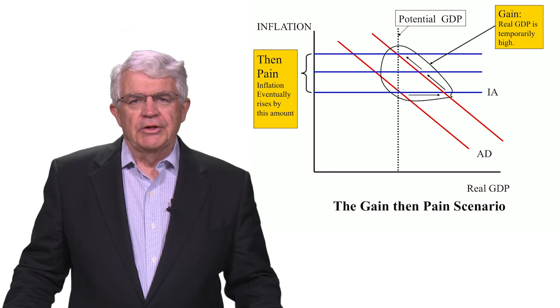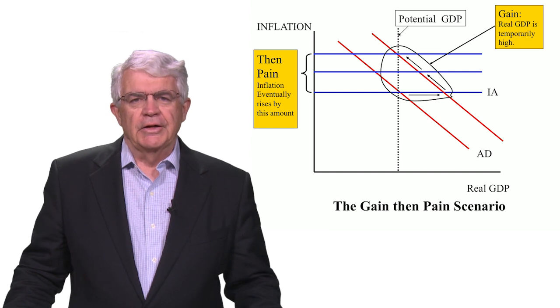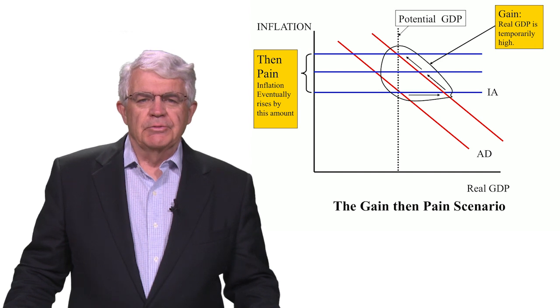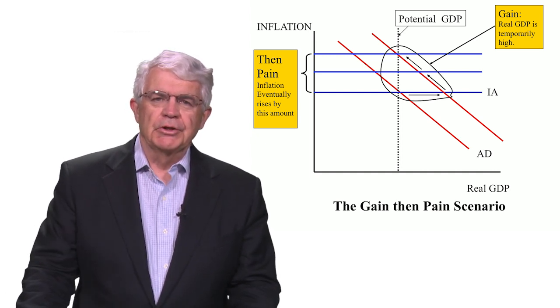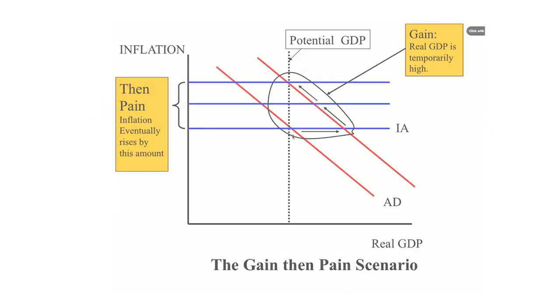What it illustrates here is this gain then pain scenario. So you want to start off in a situation where the aggregate demand curve is at a lower point there, and the inflation adjustment line is intersecting the aggregate demand curve at the point where real GDP equals potential GDP. So the starting point is, again, at this intersection right there.